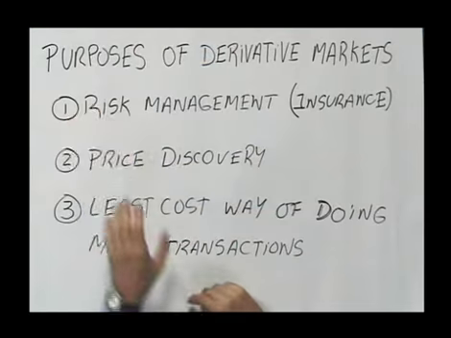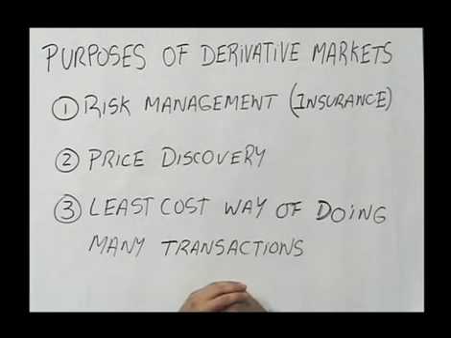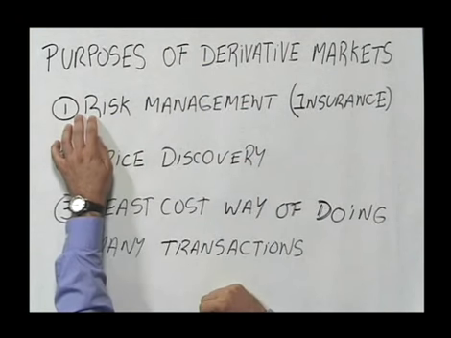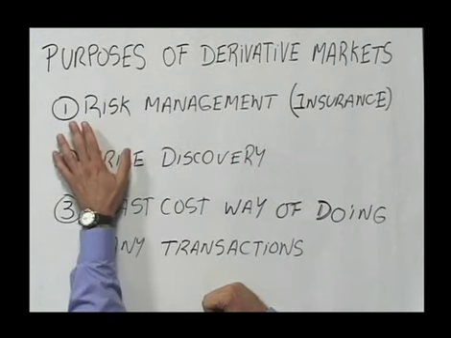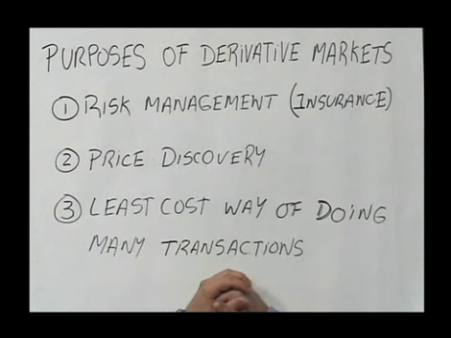Most people ask me, what are derivatives for? What are they used for? What is their purpose? So we have to have that clear in our minds. The purposes of derivative markets are, the first one, and perhaps the most important one, risk management. Derivative markets are markets for insurance. For example, all of you have to buy house or car insurance.